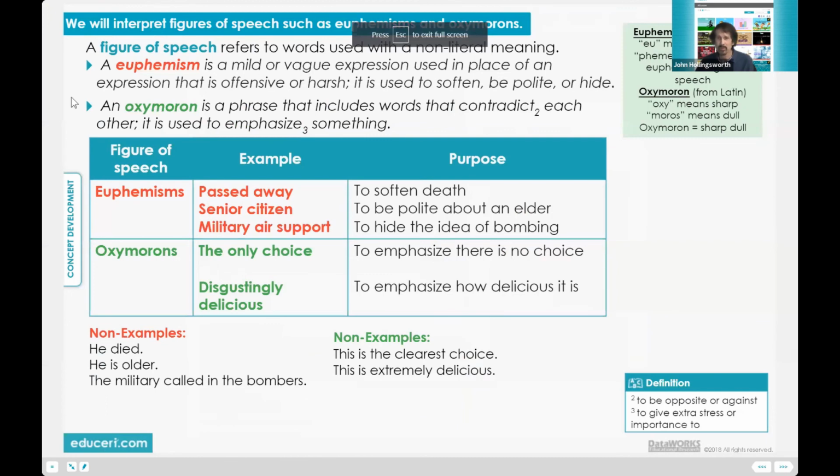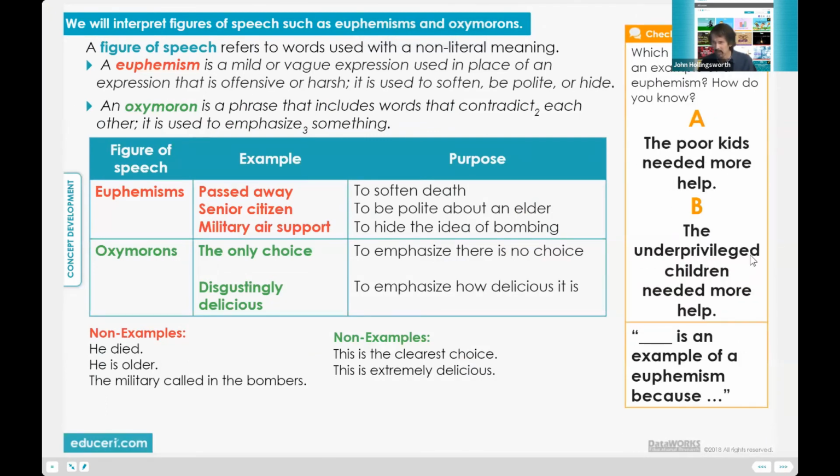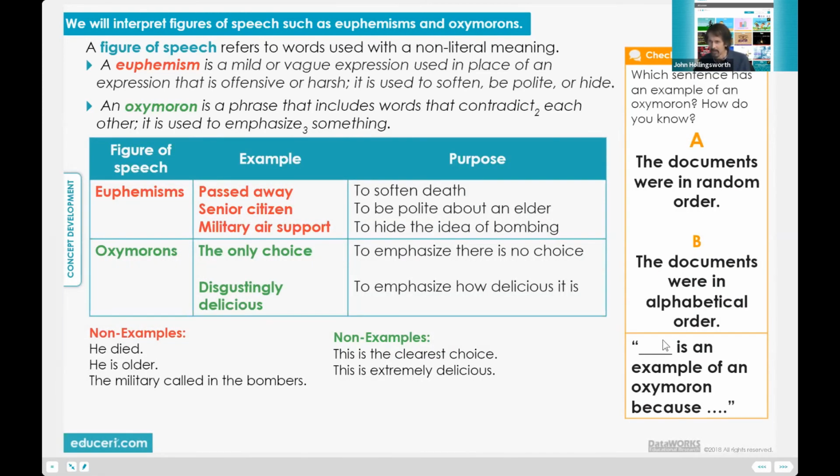We want the students to read as much as possible. When you solve one, they're going to answer in complete sentences. Blank is an example of a euphemism because we have the sentence frame right there. Blank is an example of an oxymoron because, and we have it, which is an example of an oxymoron.